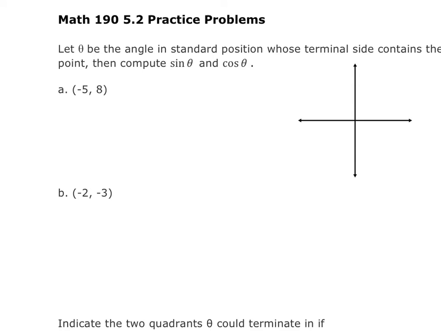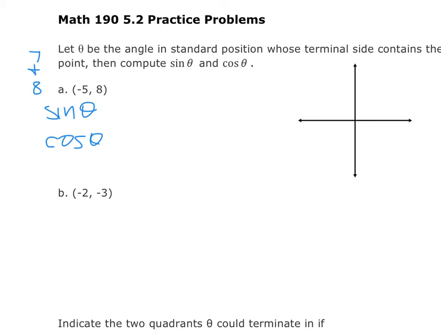We're going to do some practice problems from 5.2. These first two are like number 7 and 8 from the 5.2 assignment. We want theta to be an angle in standard position whose terminal side contains the point, and then we want to compute sine of theta and cosine of theta.